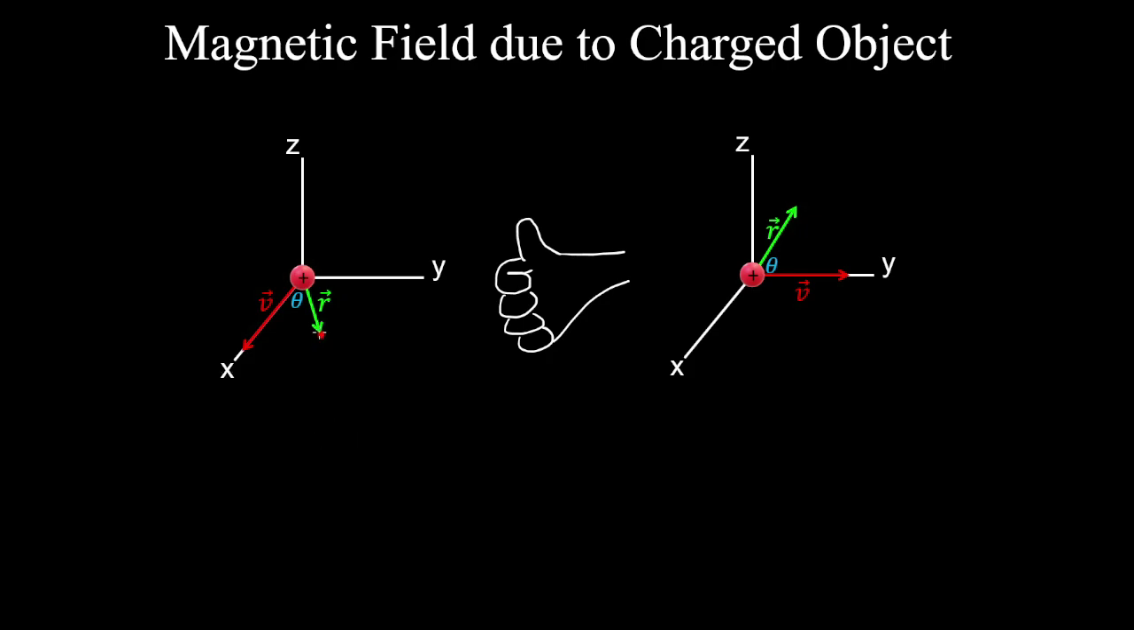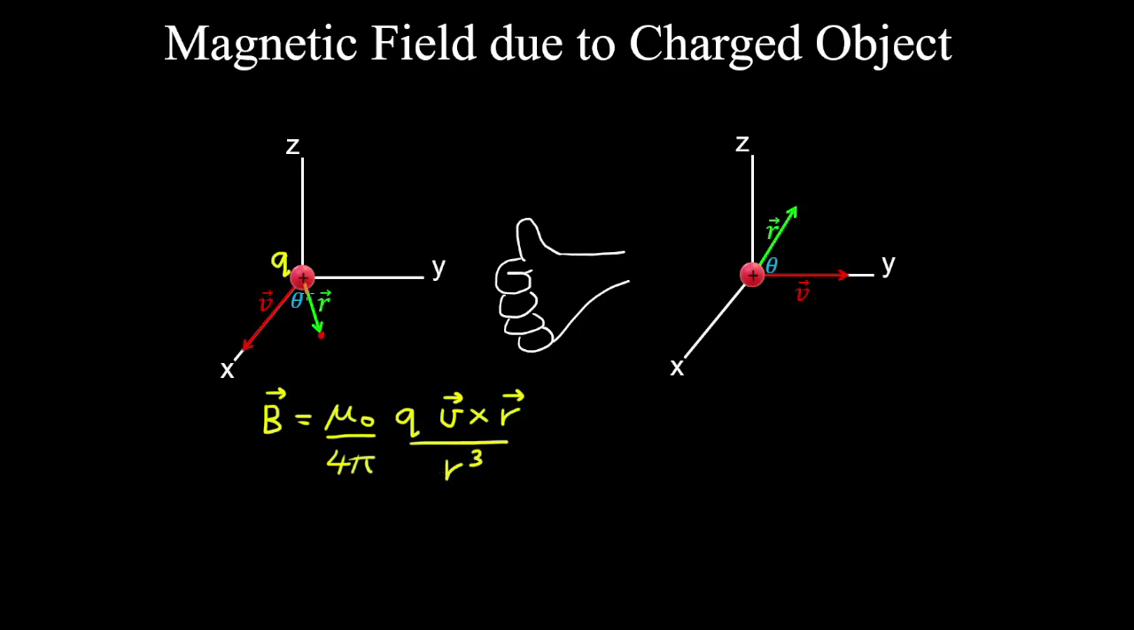Well, the magnetic field at this point is defined as the magnetic permeability on 4 pi, by the charge q, by the cross product between the velocity vector and the position vector, on r cubed.